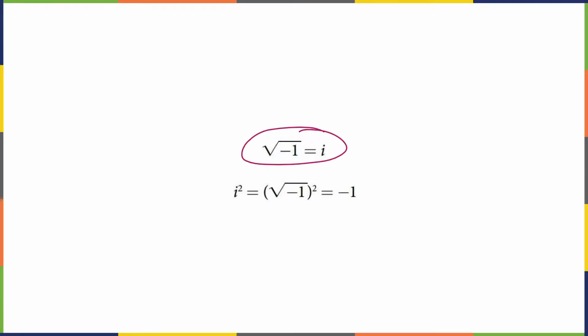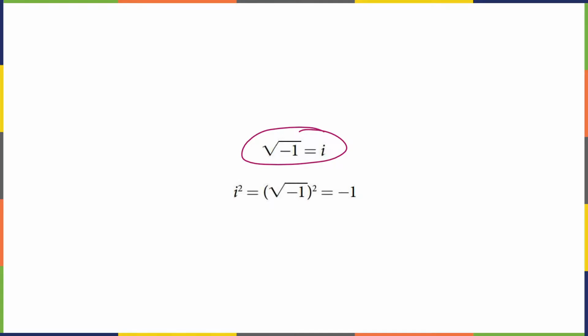Now, normally we would say that you can't take the square root of a negative number, but keep in mind that what we really mean when we say that is we won't get a real answer when we take the square root of a negative number. So the square root of -1 is called i.